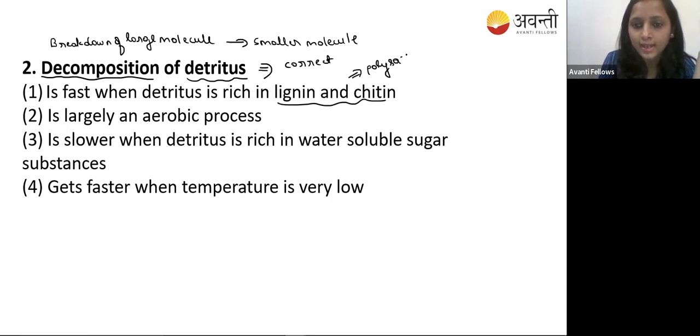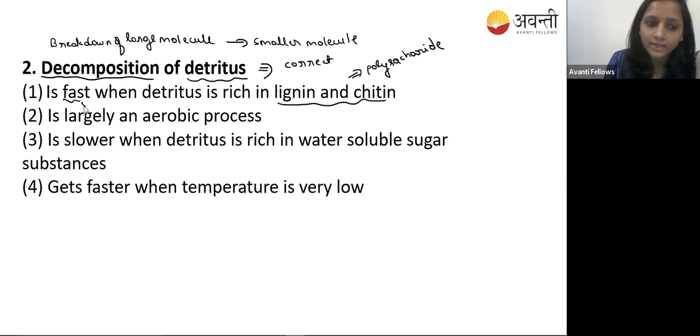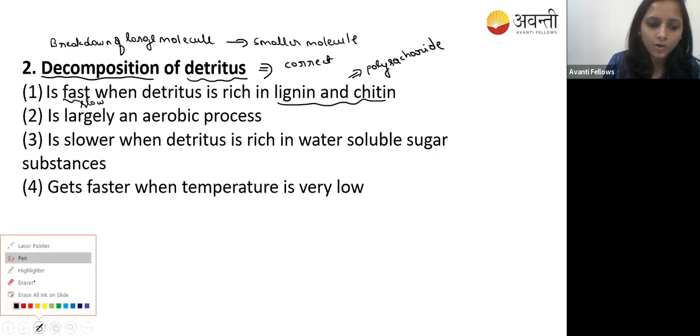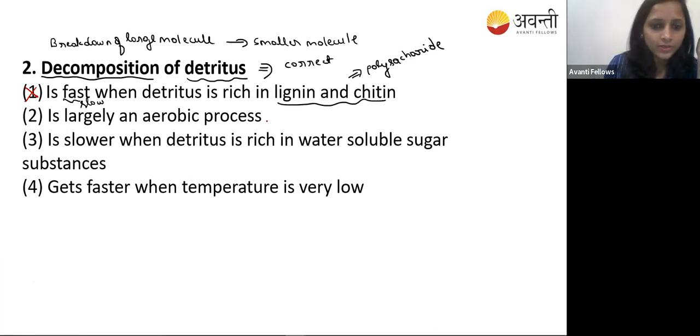It is a polysaccharide, so the decomposition will be slow, okay? That is the reason it is not fast, it is slow. So that is why option 1 is wrong. Then coming to option 2, it is largely an aerobic process. Yes, here the breakdown of the organic molecule takes place. Yes, it is an aerobic process, so that is correct.